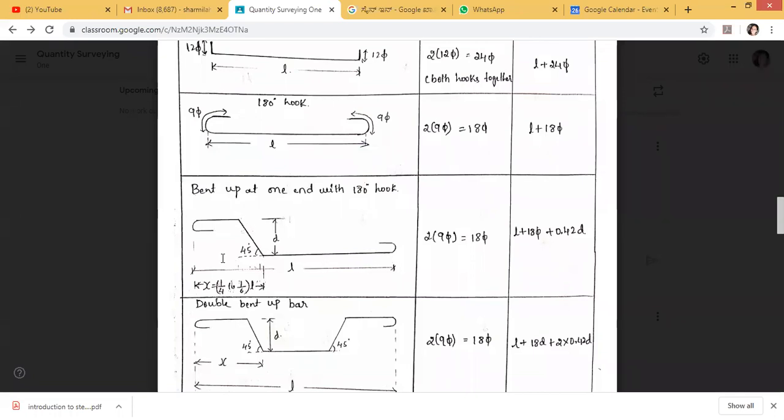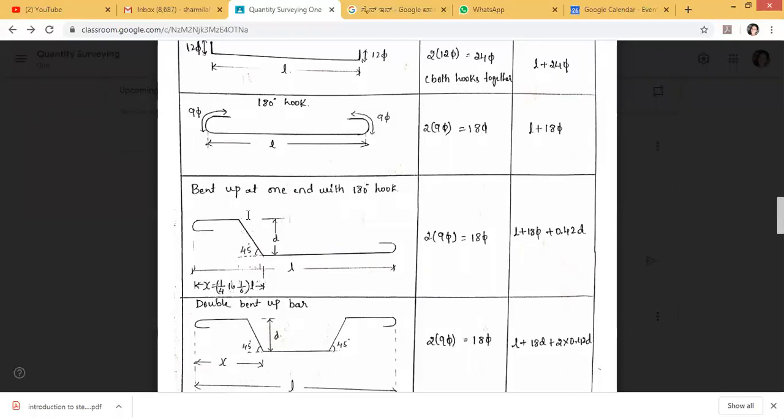Okay, what is that extra length required now? That extra length, which is because of this inclined bar, will be equal to 0.42 times of T if it is a 45-degree angle. If it is 30-degree, it is different. If it is 60-degree, it is different. And most of the time they will give you 45-degree only.